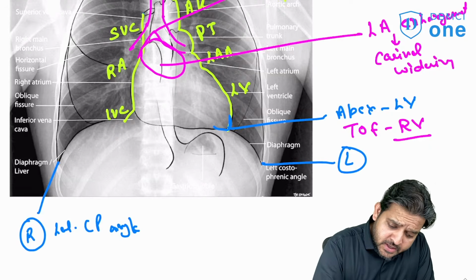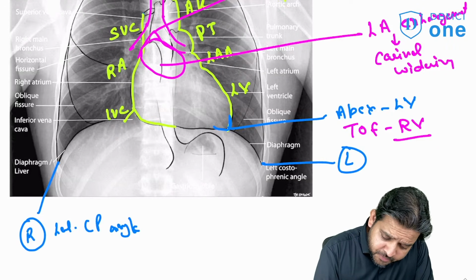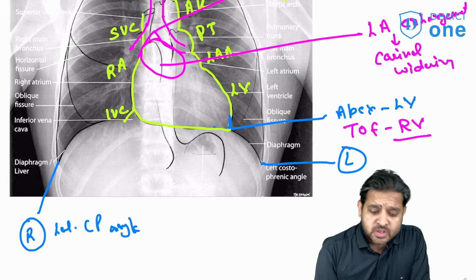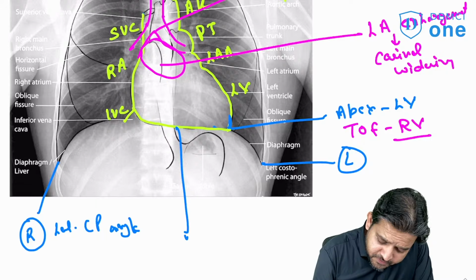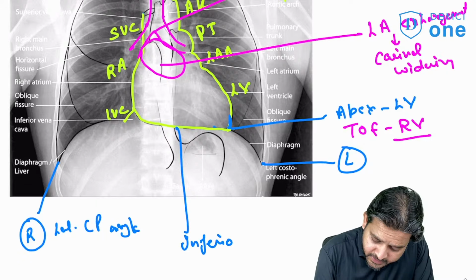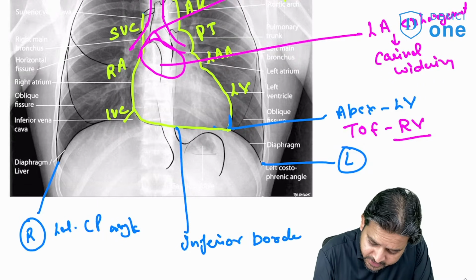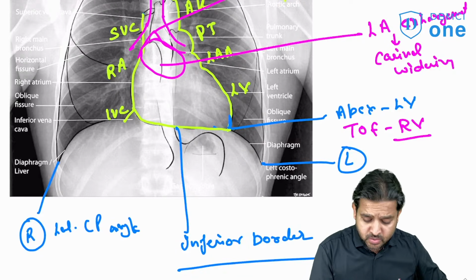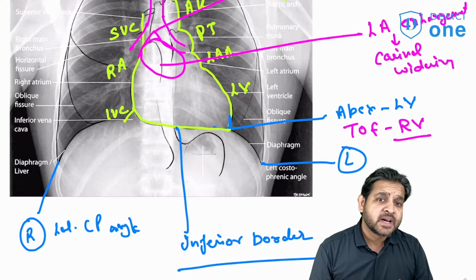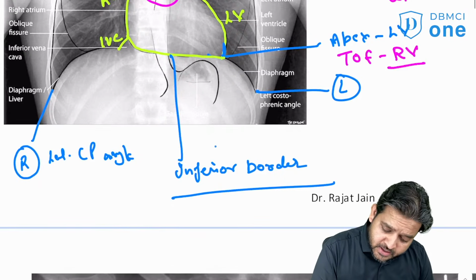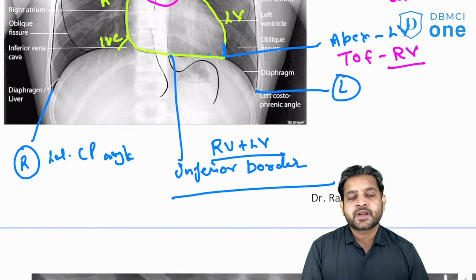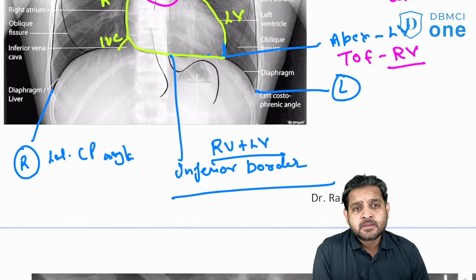The next point is, don't forget this. Now a lot of people say that this is the base of the heart. No, this is not the base of the heart. This is the inferior border of the heart, right? Sometimes people do not remember it correctly. Now base has to be opposite to the apex. So the one that is just next to the apex is the inferior border of the heart, which is formed by the right ventricle plus left ventricle, right?